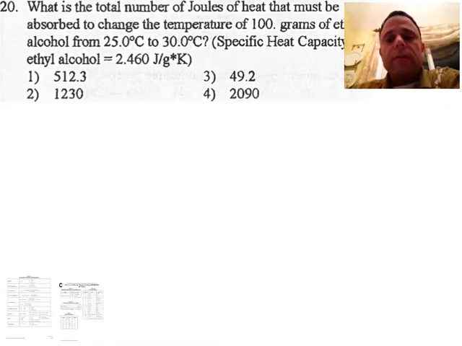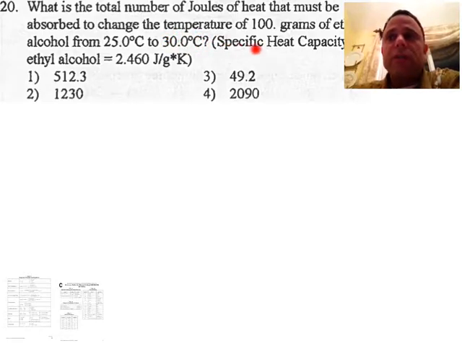And finally, this is a little bit of a tricky question because all of our experiences with those heat formulas have been related to water. Pay attention to the subtle details given here. What is the total number of joules of heat that must be absorbed to change the temperature of 100 grams of ethyl alcohol from 25 degrees Celsius to 30 degrees Celsius?